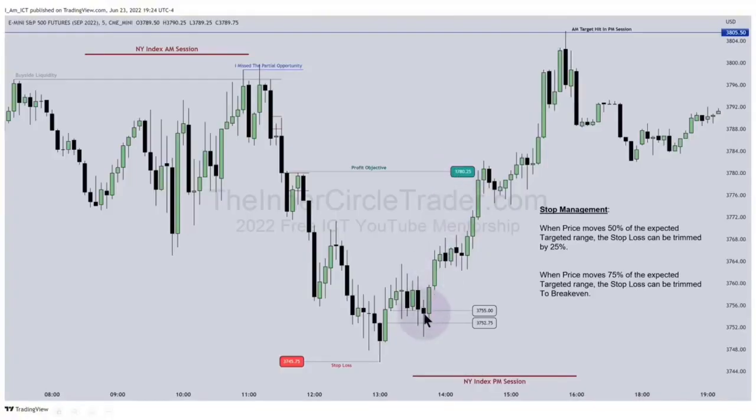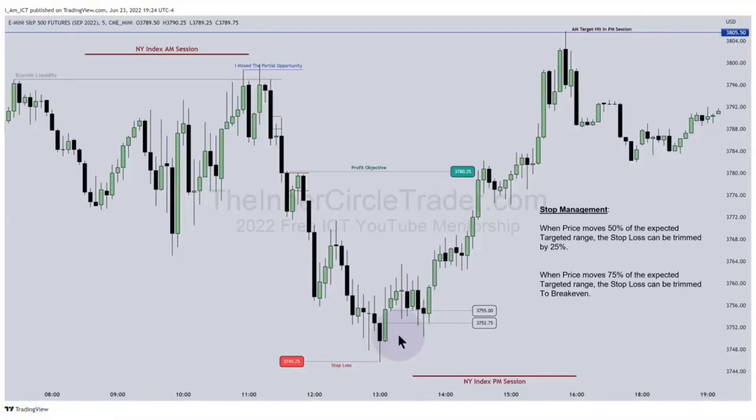If we see price move 12.5 points above the entry point that you entered at, your stop loss can move 25% up. From where? What's 25% of what range? Where your stop loss is and your entry. So split that range in terms of points. If this goes up 12.5 points, which would be 50% of your expected range, then your stop loss can be reduced or trimmed down to 25%.